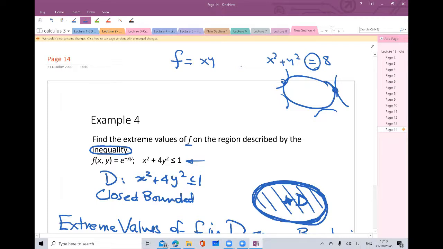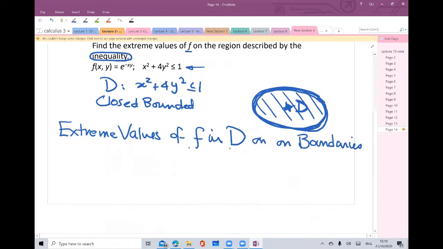I was concerned only with points on the boundary. I wasn't looking inside, right? I was looking only at the boundary. I need the point on the boundary. But here my points actually could be here or could be here. So my points could be either in the domain or on the boundaries.